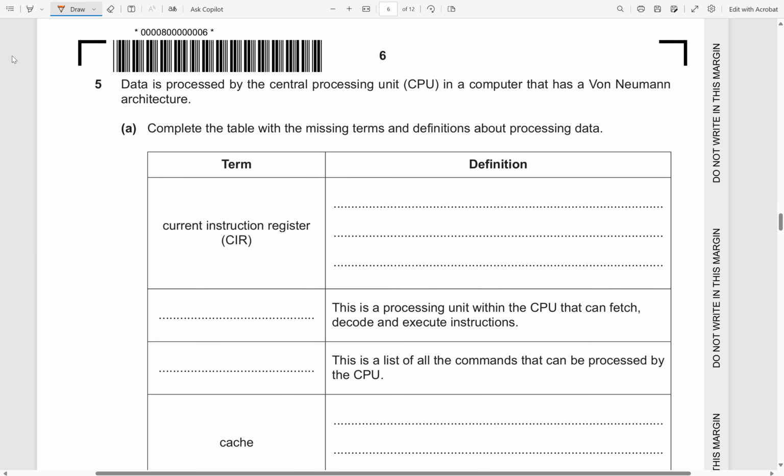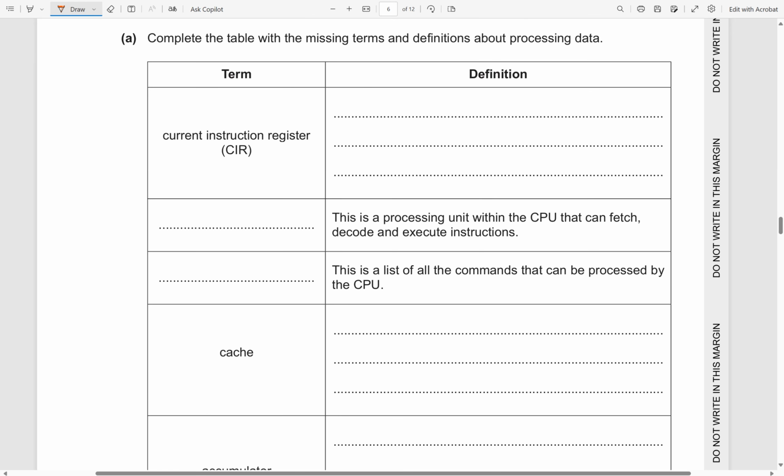Then number 5: data is processed by the central processing unit, CPU, in a computer as a von Neumann architecture. We want to complete the table with the missing terms and definitions about processing data. The first one, current instruction register. We can say this will hold the instruction that's currently being decoded and executed.